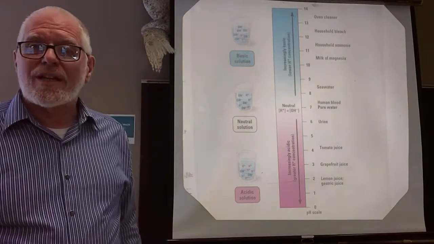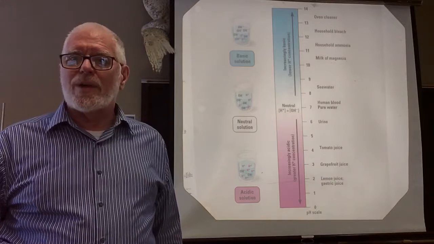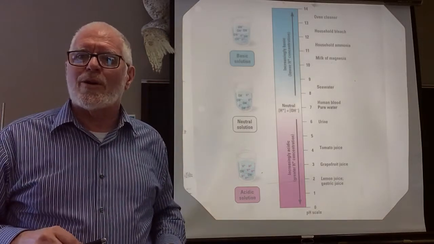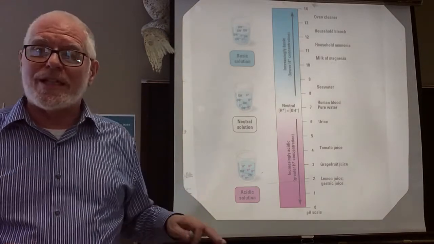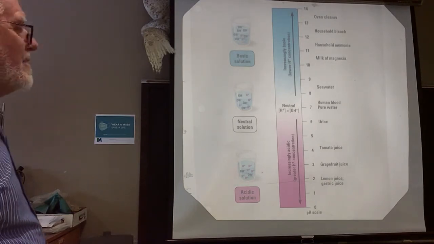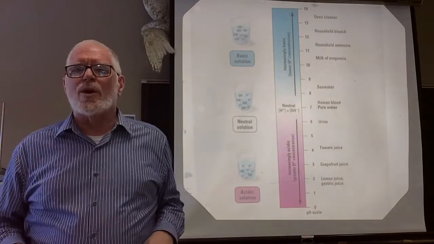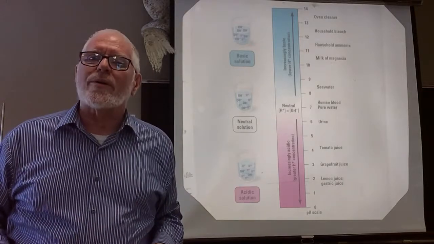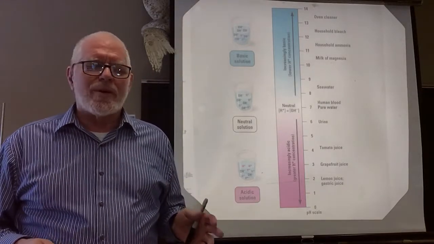We tend to flush a lot more hydrogen ions out of our blood to keep our pH balanced in our blood than hydroxide ions, so it makes your urine a little bit more acidic. Tomato juice, grapefruit juice, lemon juice, stomach juice, and more hydrogens. So it's just basically the way the scale works. And it's a part of the nature of water. And why is it important?